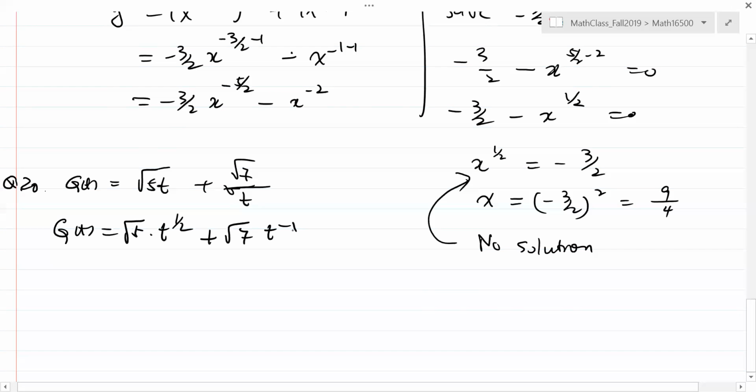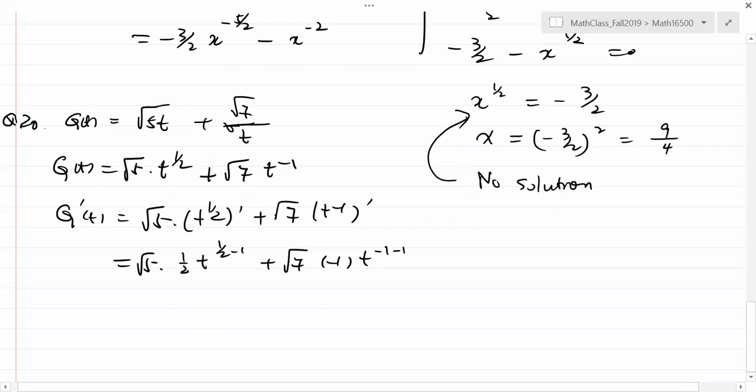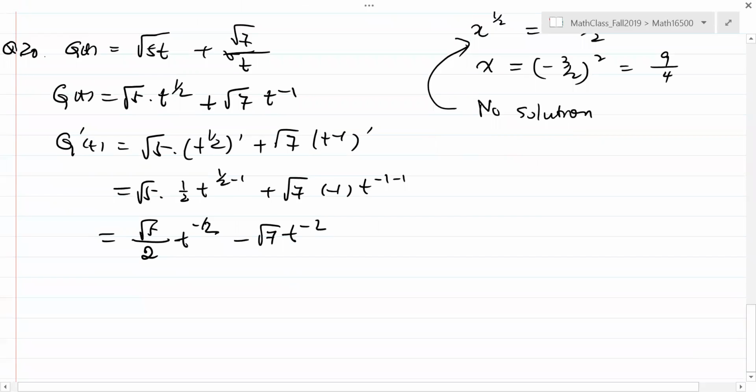Okay. Then you differentiate. The derivative of the first term, and here's the derivative of the second term. So I get 1/2 ... Just apply the formula for the derivative of the power function. So now let's simplify it. So that's it.